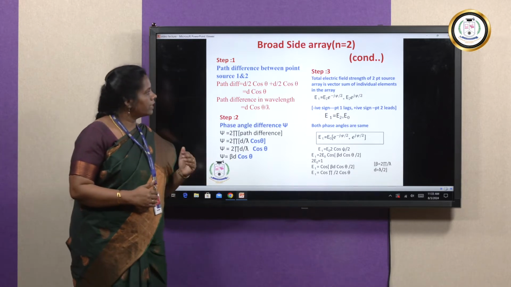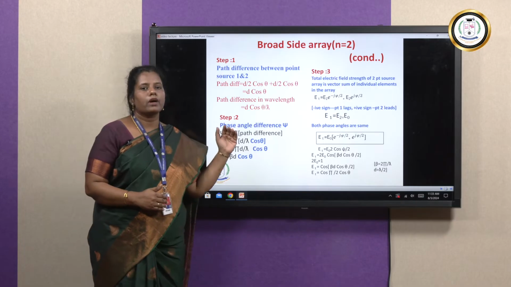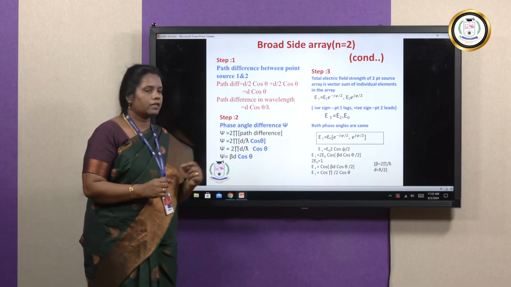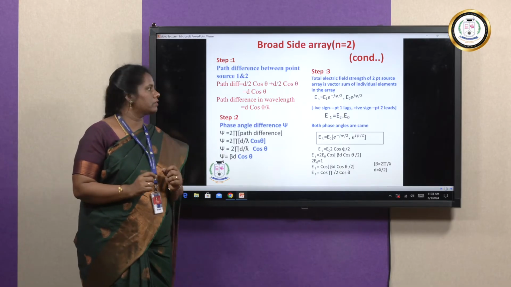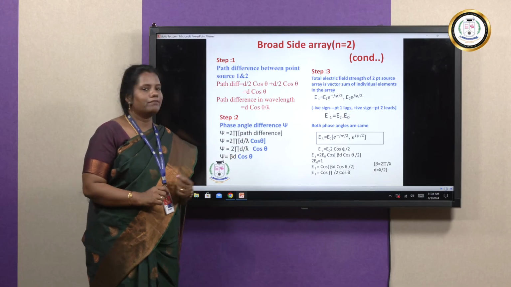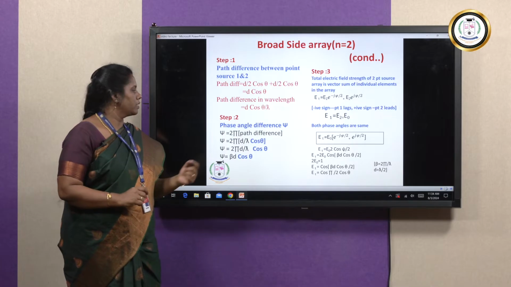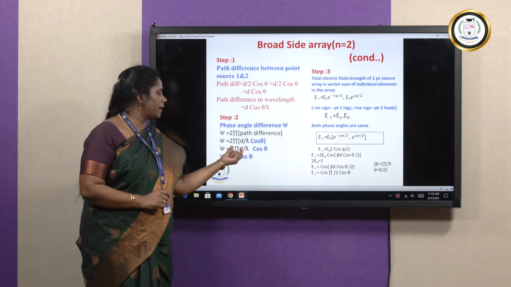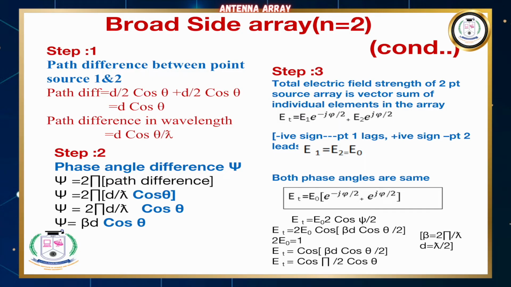To get the outcome of the radiation pattern, we need to analyze the path difference between the two antennas and the phase angle difference between the two antennas. The path difference is equal to d by 2 cos theta plus d by 2 cos theta, which is equal to d cos theta. In terms of wavelength, it is d cos theta by lambda. Next, step 2, the phase angle difference. Angle psi is equal to 2 pi d by lambda cos theta. 2 pi by lambda is nothing but beta. So beta d cos theta is angle psi, the phase angle.